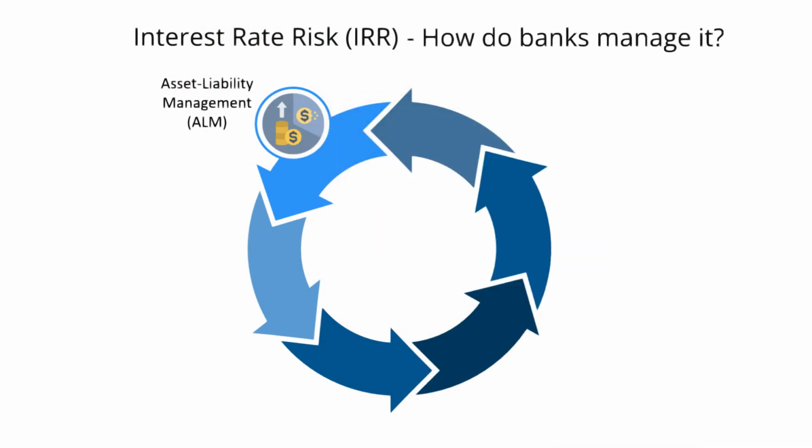Banks perform ALM to match the maturity and interest rate characteristics of their assets and liabilities. They analyze the interest rate sensitivity of their balance sheet, including loans, deposits, and other financial instruments. By ensuring a proper balance between the duration and repricing of their assets and liabilities, banks can minimize the potential impact of interest rate changes.